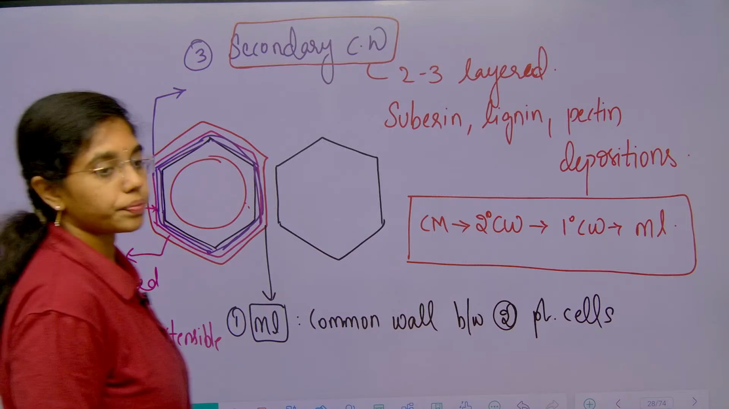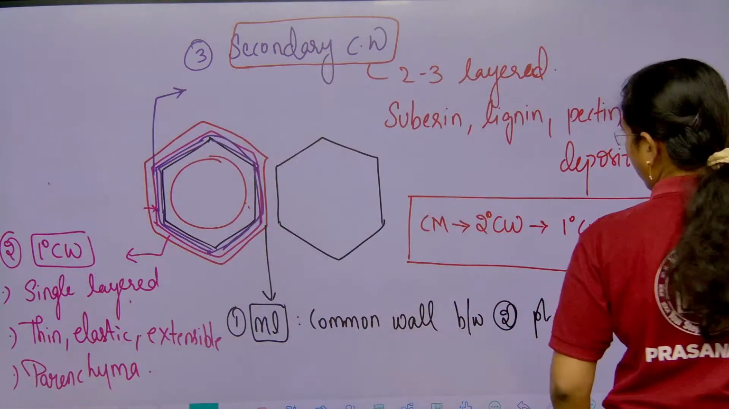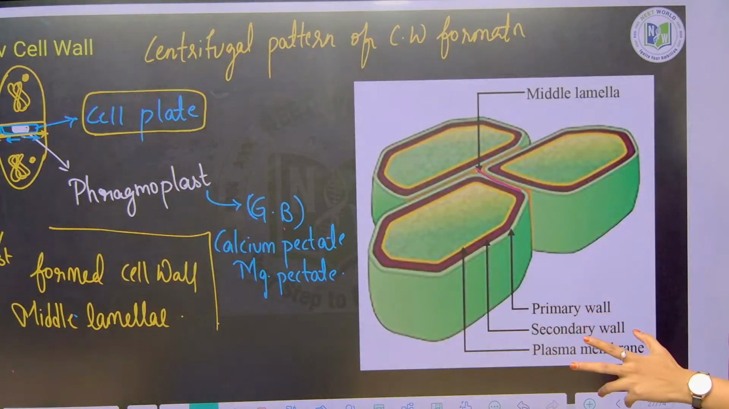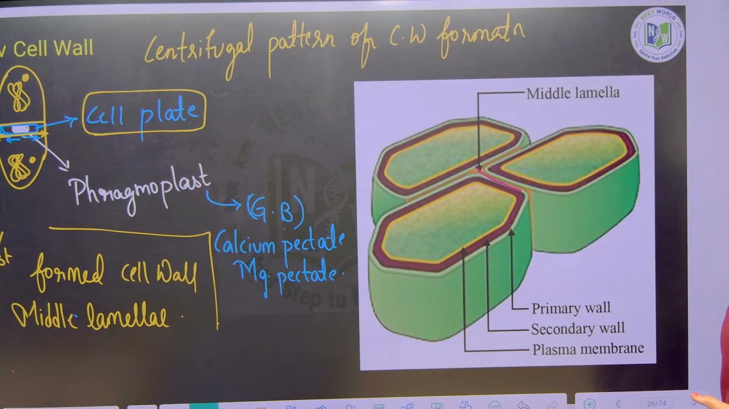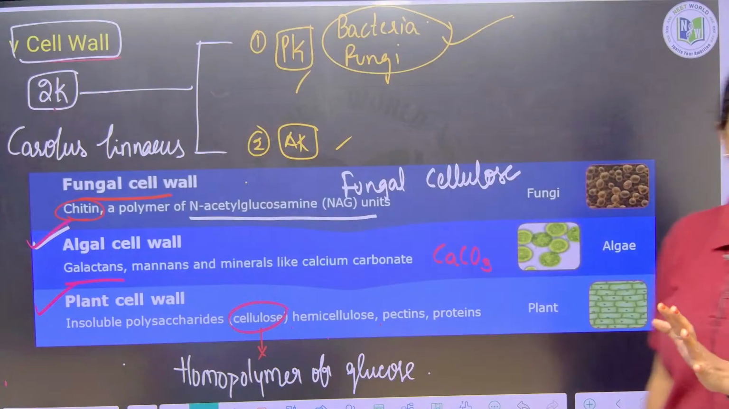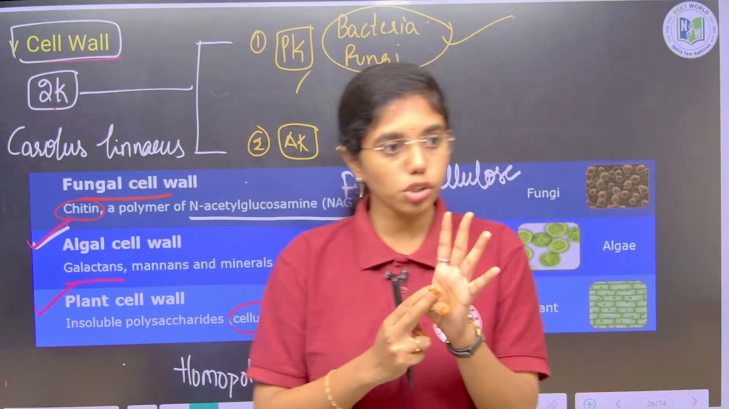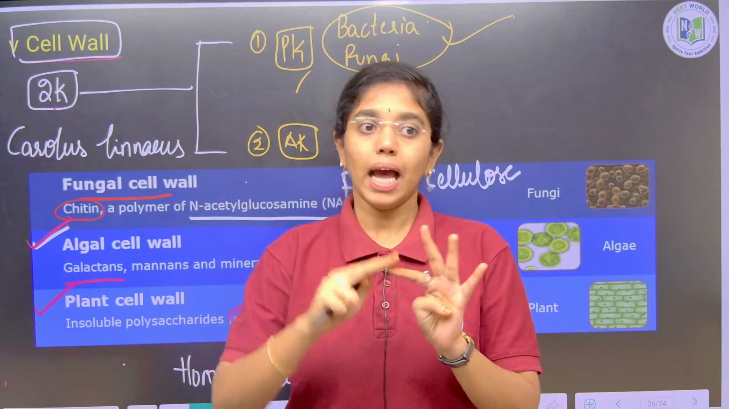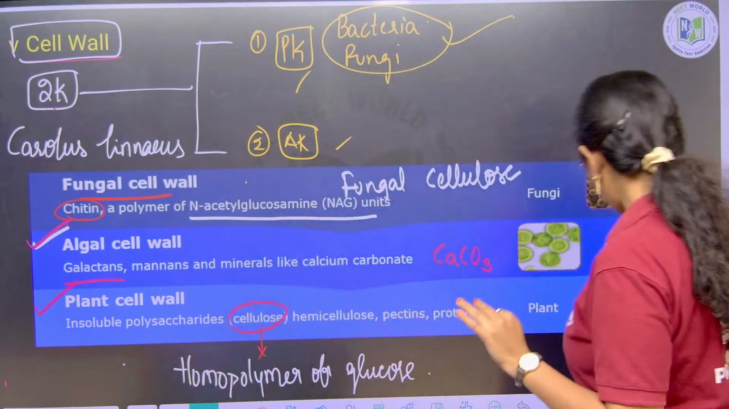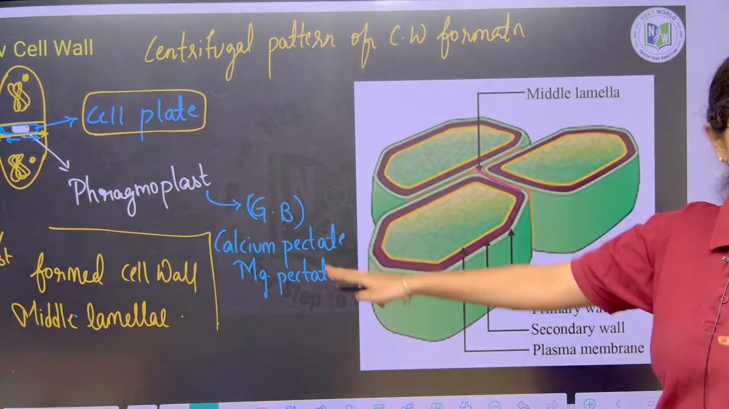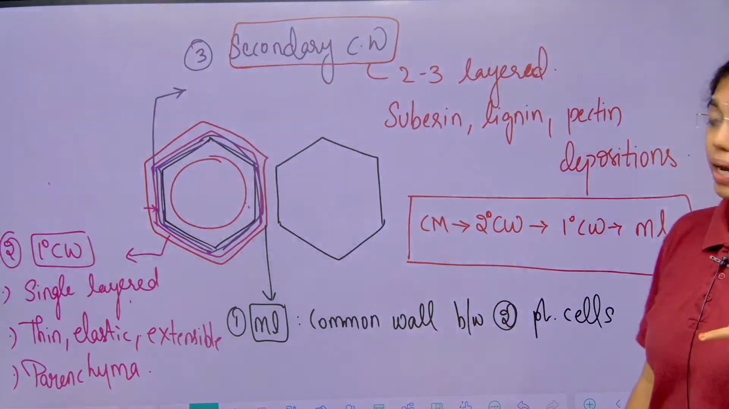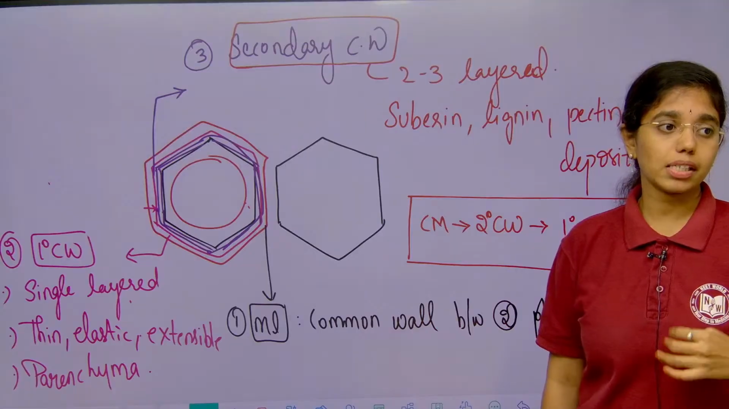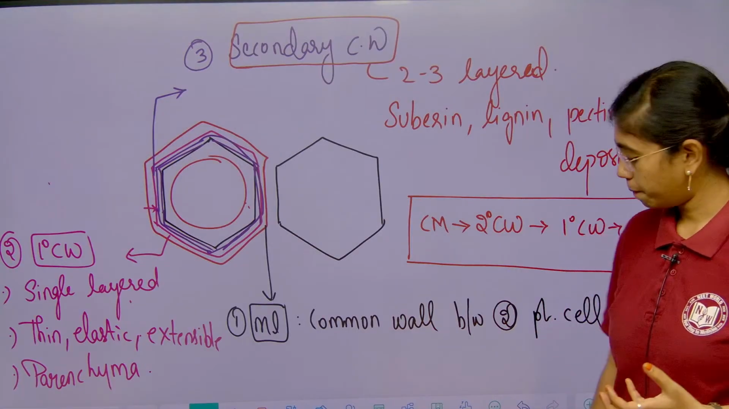Take down more. Any doubts you are having on formation of cell wall? No, right? From cell wall, what you have to be clear on? Compositions of different cell walls, bacteria, fungi, plant and algae, and then you have to know the formation of cell wall, and then you have to learn on primary, secondary cell wall layers, how they are formed in a plant cell. Yeah, take down.